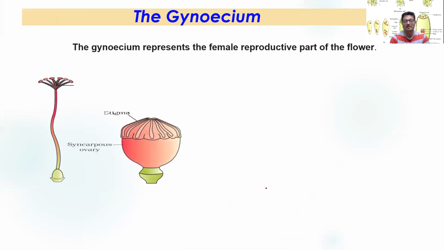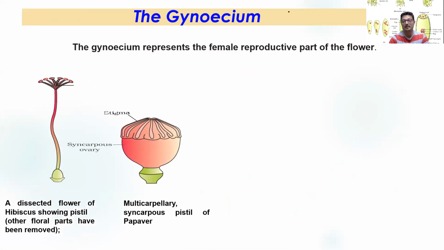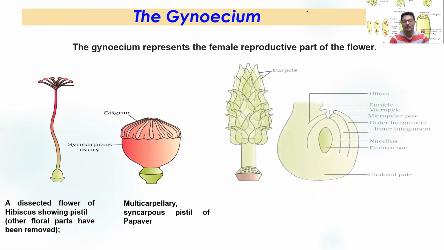So we have already discussed the gynoecium represents the female reproductive part, and you have already seen the different components involved here. We have got dissected hibiscus showing pentacarpellary, but is this apocarpous or syncarpous? Apocarpous. If it is fused, it will be syncarpous, as in case of poppy plant.